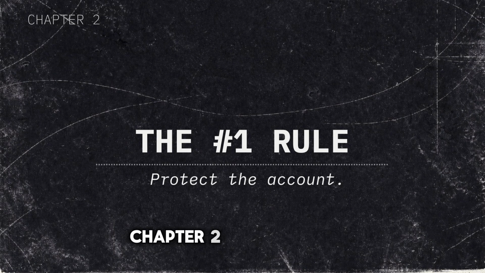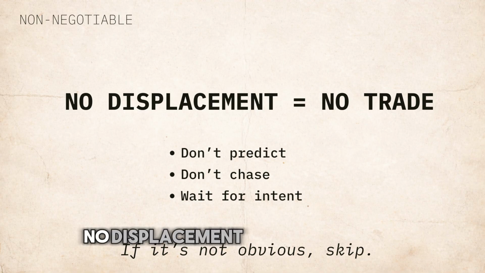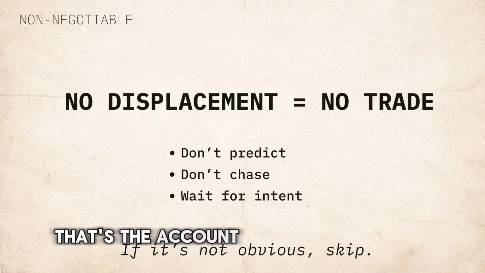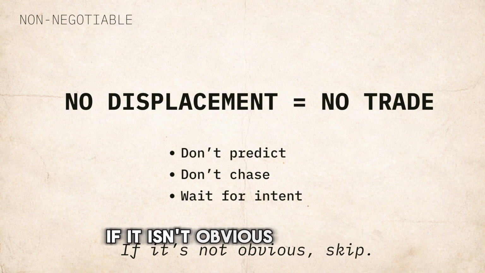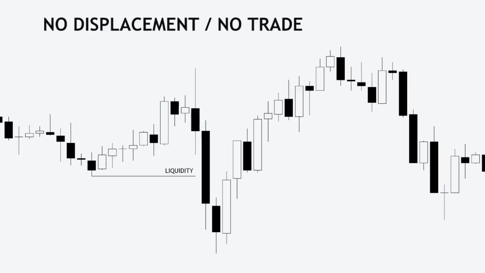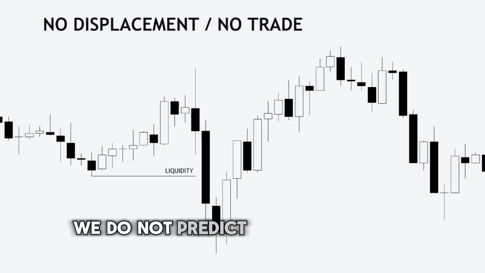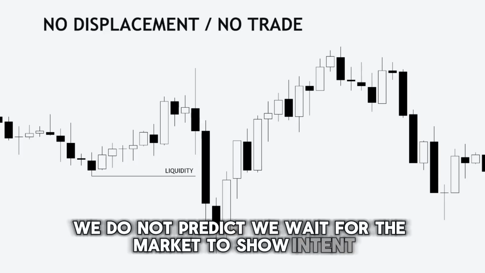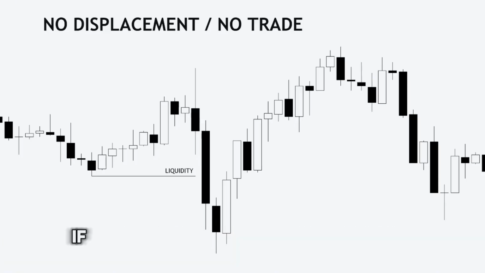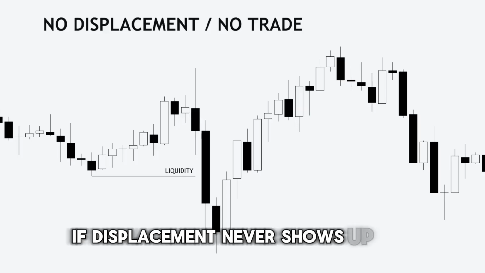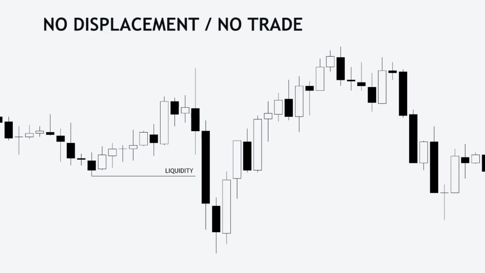Chapter 2, the number one rule. No displacement equals no trade. That's the account saver. Don't predict, don't chase, wait for intent. If it isn't obvious, you skip it. We do not predict. We wait for the market to show intent, and intent for us is displacement. If displacement never shows up, skip.